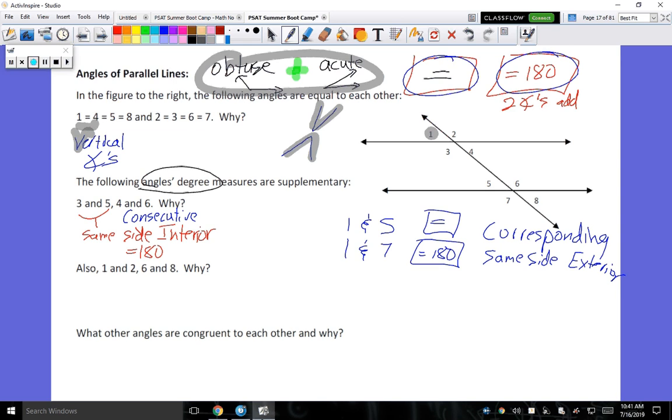And then finally 1 and 8. What are they? Alternate exteriors, and they're equal.